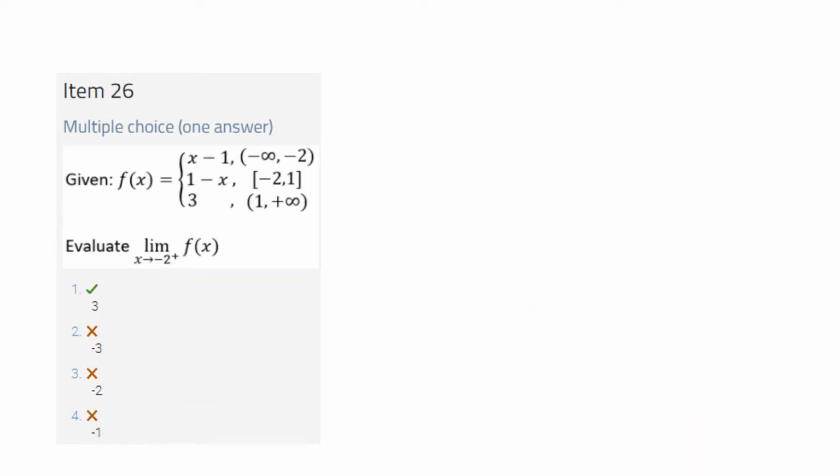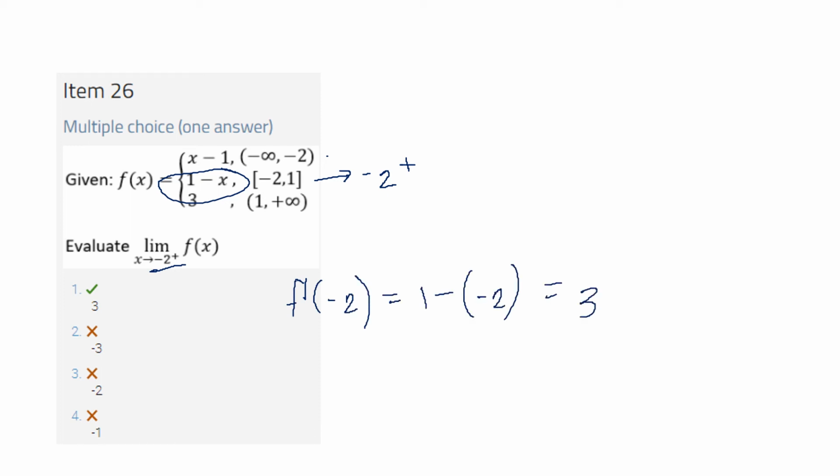On the 26th, as x approaches negative 2 from the right, so nandito ang negative 2 from the right. Okay, so ito ang gagamitin mo. So substitute: f of negative 2 is equal to 1 minus negative 2. Then the answer is 3.